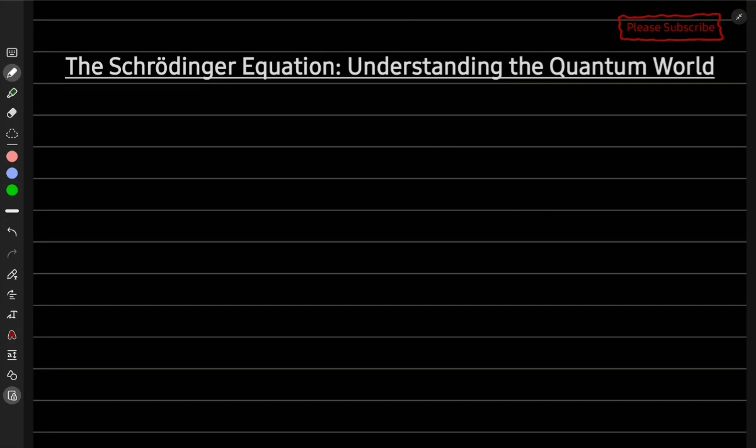Today we are going to talk about one of the most important equations in quantum mechanics. That is the Schrodinger equation. We'll be exploring what it is, how it works, and what it tells us about the nature of reality at the quantum level.